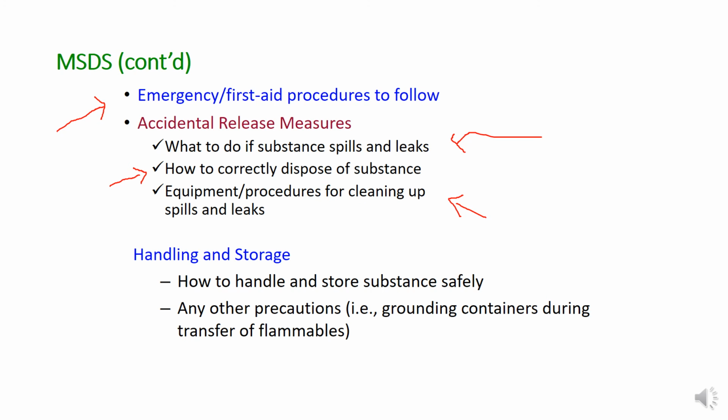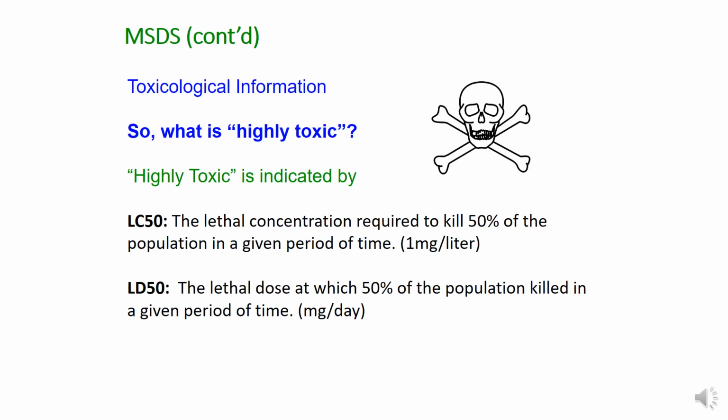All this information is mentioned in this document, as well as the handling and storage, like how to handle and store this substance. Other precautions, like grounding containers during a transfer of flammables, because sometimes even too much moving of the chemicals can cause danger, so they will mention it. If there are bigger containers, all this information is available in MSDS documents.